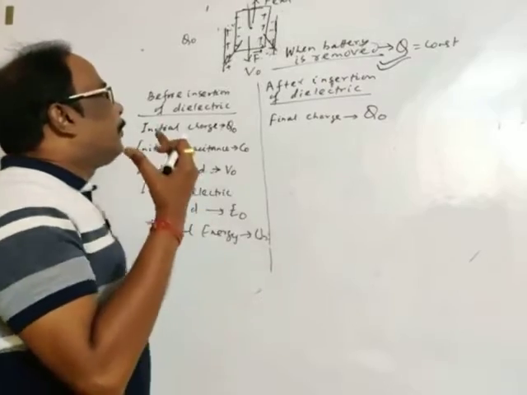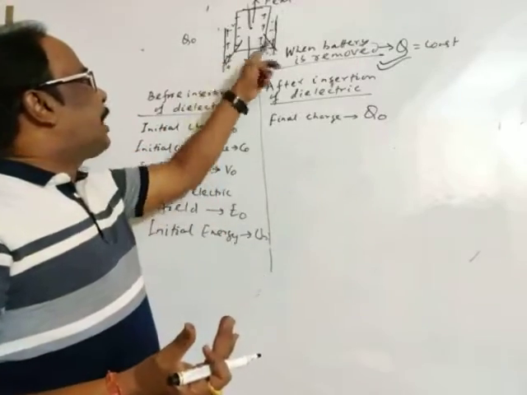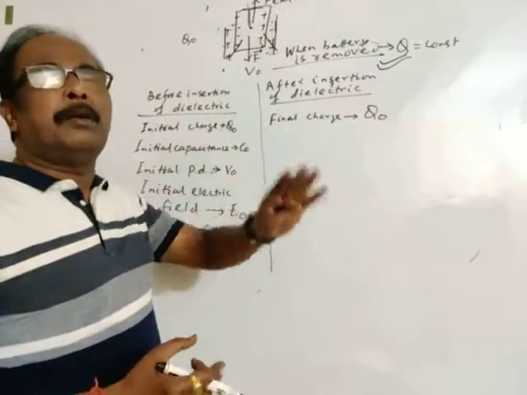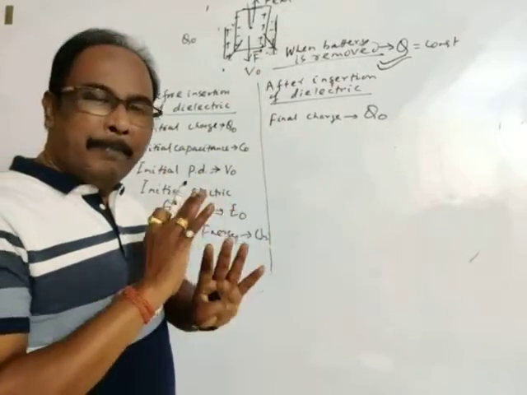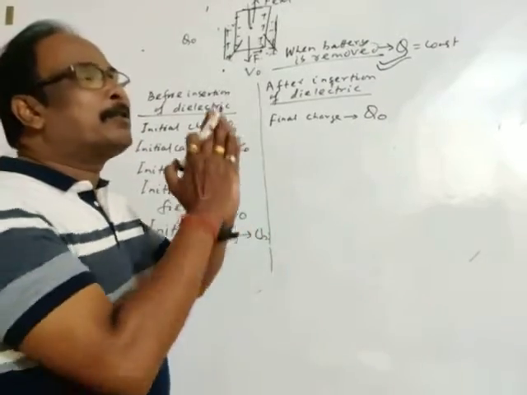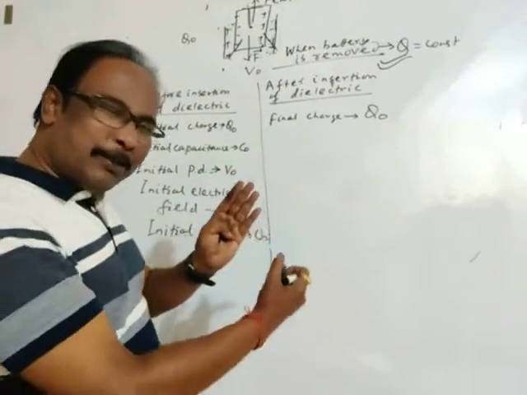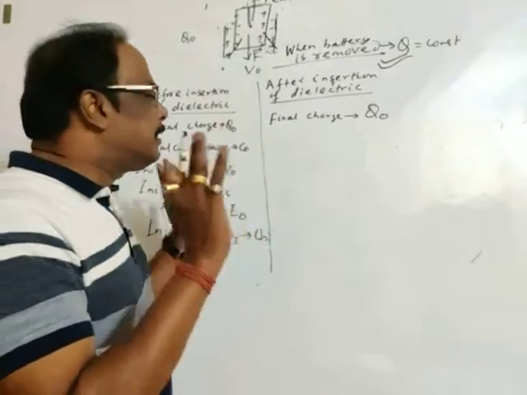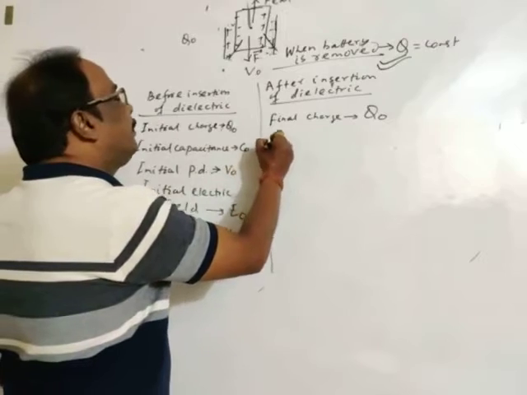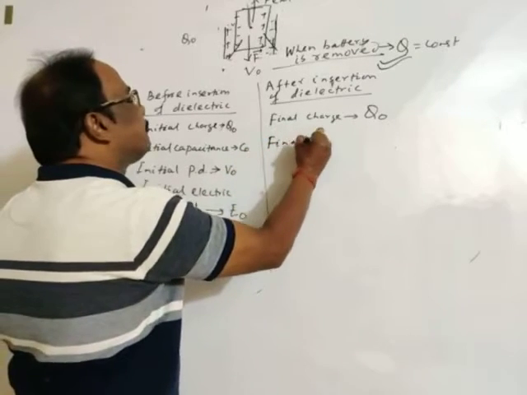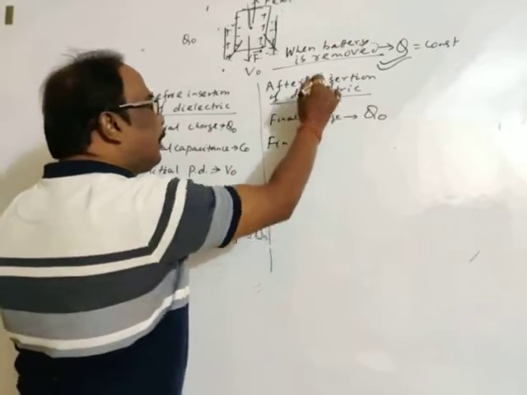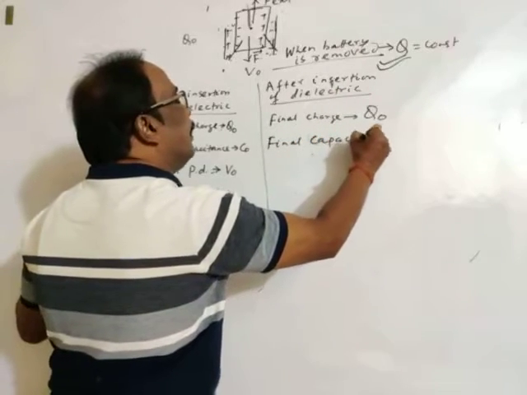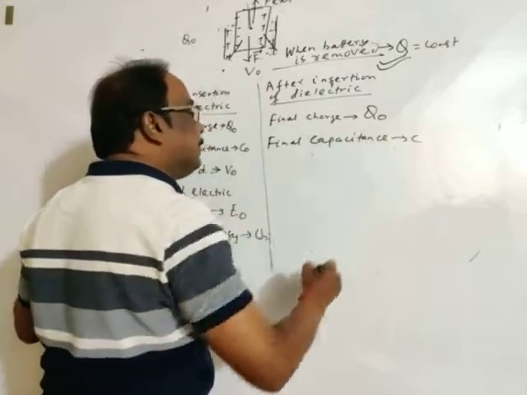Okay. So if a capacitor is charged and the battery is removed, then charge remains constant. Whatever charge is supplied through the battery to the plates of the capacitor remains the same. Then what will happen to the final capacitance? After insertion of the dielectric, let the final capacitance be C.